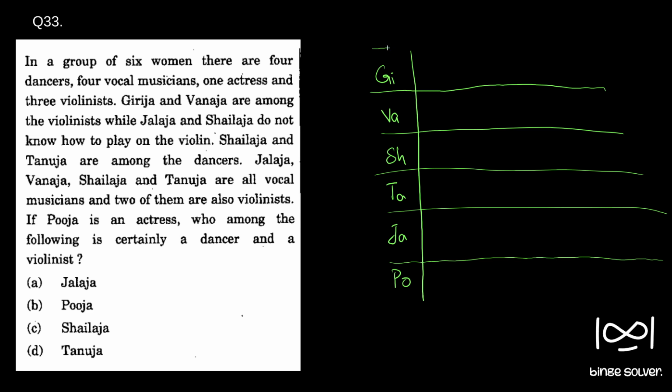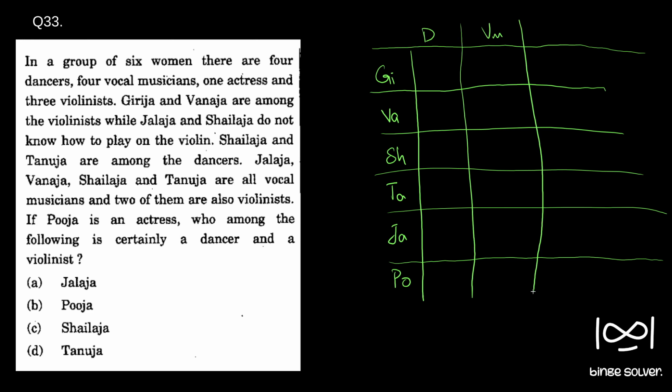Now we write what is dancers, and vocal musicians, then actress, then violinist. Now we will read the question. There are 4 dancers. We'll just mark here 4 dancers, 4 vocal musicians, 1 actress, and 3 violinists. We have 3 violinists.